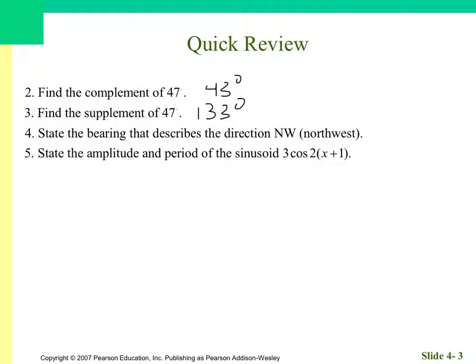State the bearing that describes the direction northwest. So degree-wise, what is perfectly northwest? Well, that's the 45-degree angle there, so it would be 135 degrees. State the amplitude of the sinusoid. The amplitude is 3. So let's see.